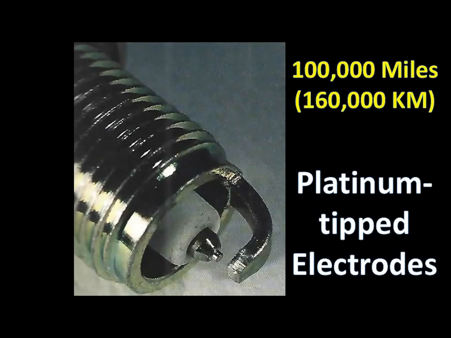In recent years, many engines have platinum tipped electrodes. The platinum coating on the electrodes resists erosion and high temperatures to provide longer spark plug life. Manufacturers commonly specify platinum tipped spark plug replacement at 100,000 miles or equivalent to 160,000 kilometers.